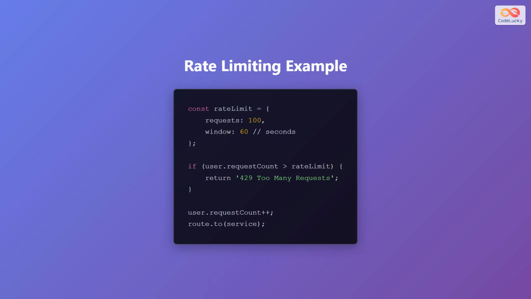Here's how rate limiting works in practice. We define a limit of 100 requests per 60-second window. When a user makes a request, the gateway checks their current request count against this limit. If they exceed the limit, the gateway returns a 429 response code, meaning too many requests. Otherwise, the request counter is incremented and the request is routed to the appropriate service. This prevents any single client from overwhelming your system with excessive requests.